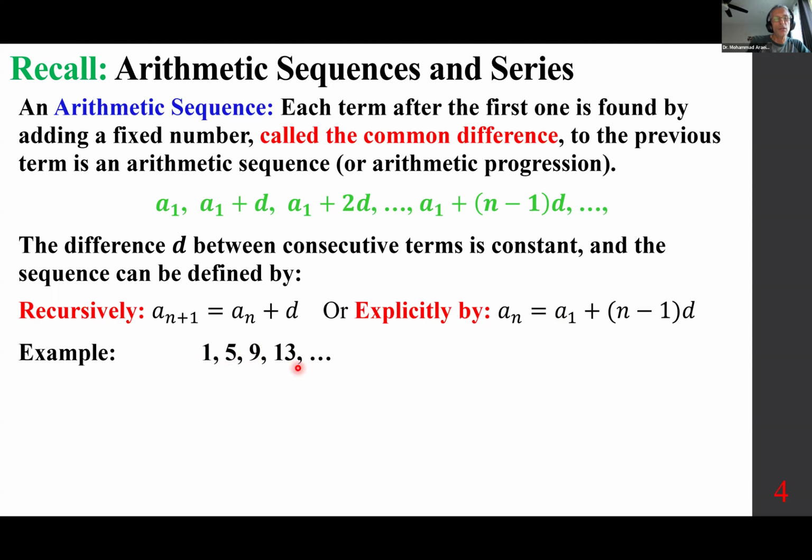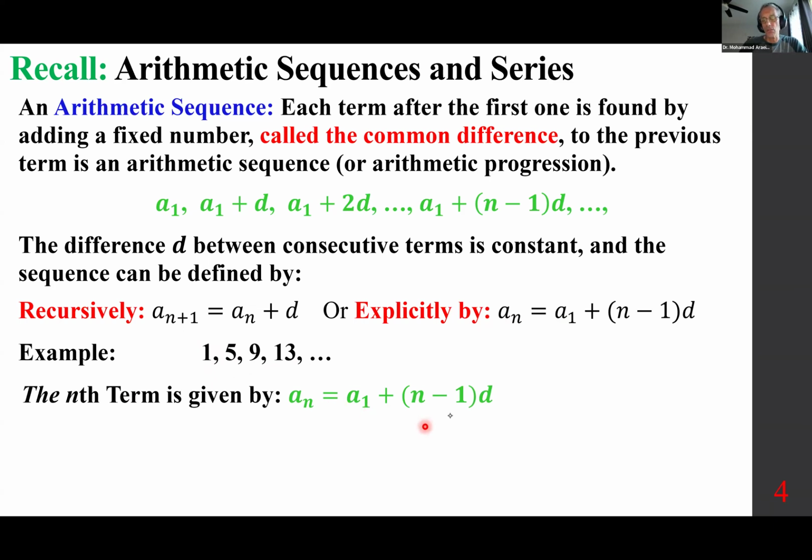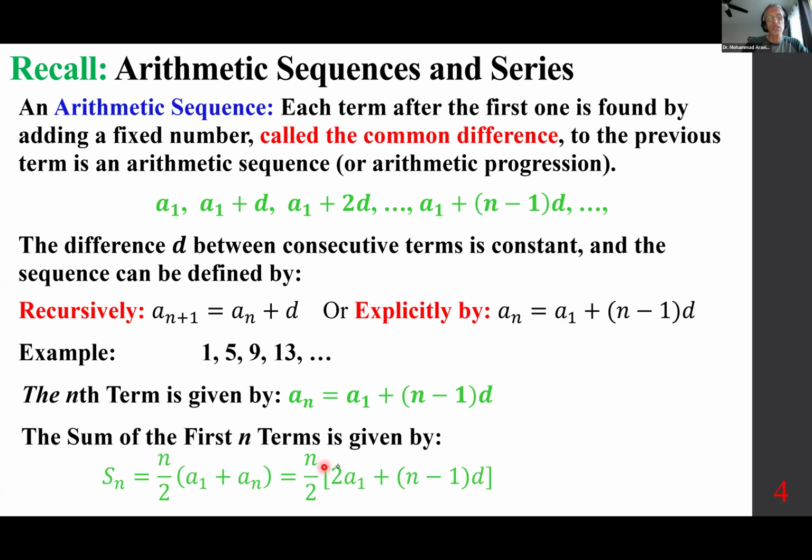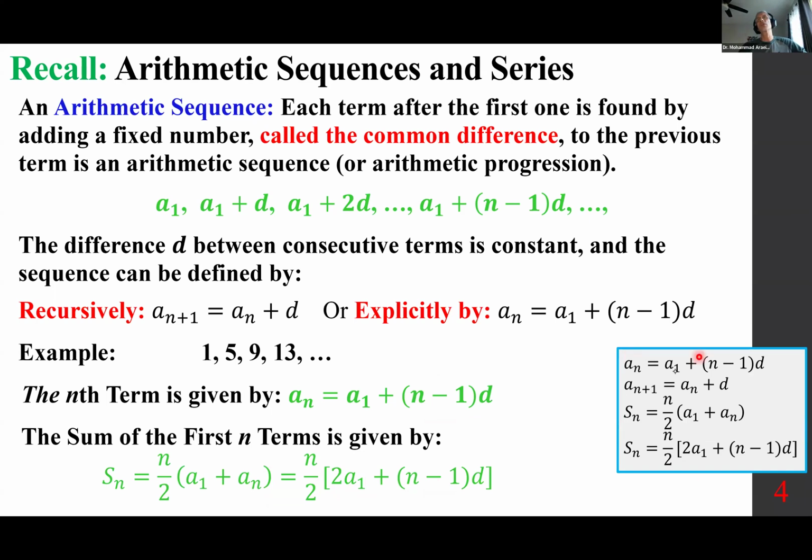For example, 1, 5, 9, 13, we can see we are adding 4. 1 plus 4 is 5, 5 plus 4 is 9, 9 plus 4 is 13, 13 plus 4 is 17, and so on. The nth term is given by a sub n equals a sub 1 plus n minus 1 times d. The sum of the first n terms, S sub n, is n over 2 times a sub 1 plus a sub n, if the nth term is given. If not, we use this one, n over 2 times 2a sub 1 plus n minus 1 times d. And this is the synopsis of what has been discussed.